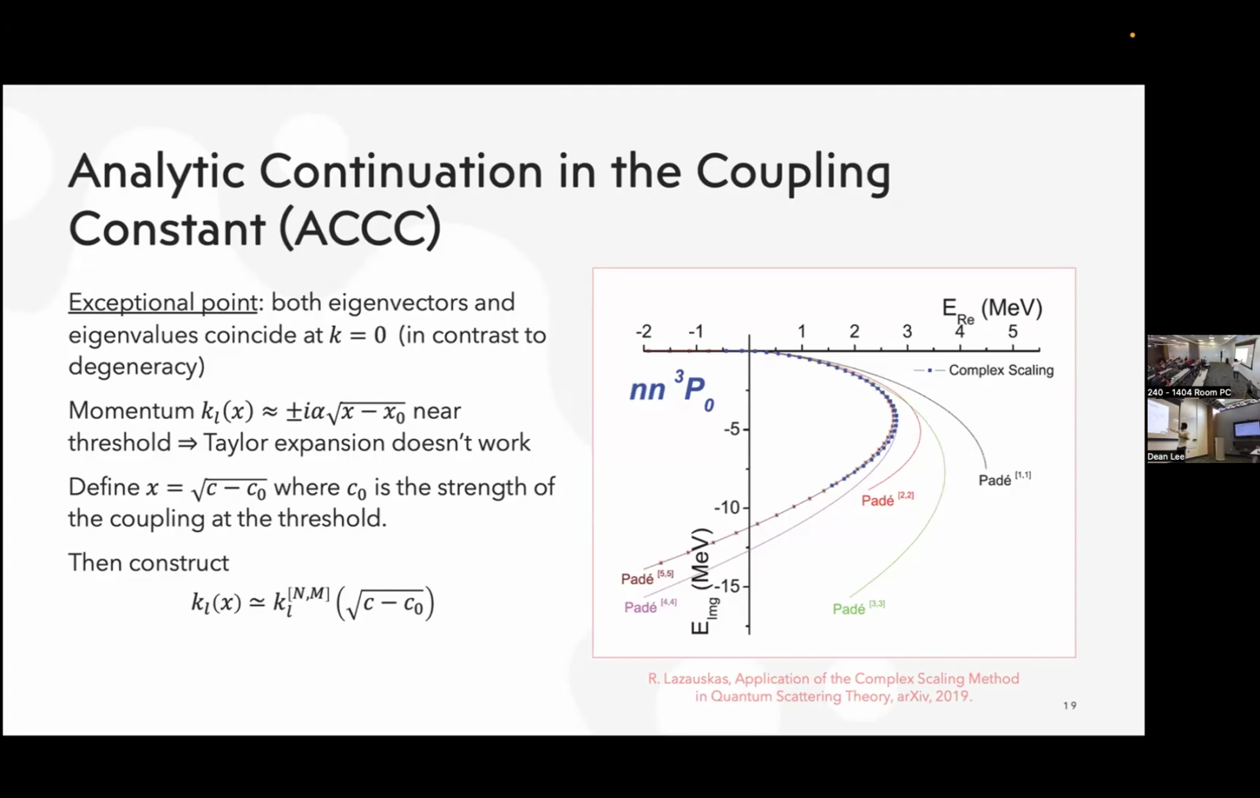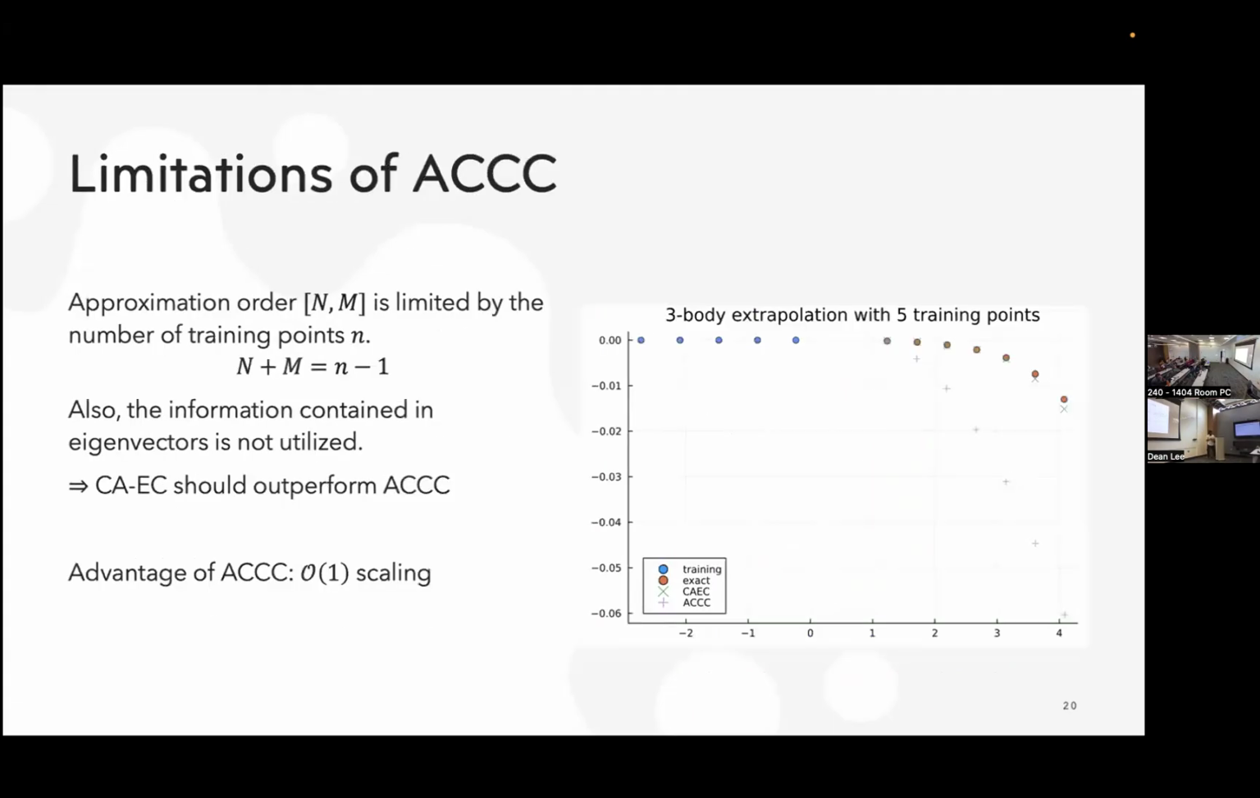And in this thesis, there are a bunch of calculations with this method. So this is a neutron scattering in this channel, and when you go up to this order, it completely matches with complex scaling calculations. So yeah, it does work very well, but there's a limitation. The order of your extrapolation is limited by the number of training points you have, according to this equation.